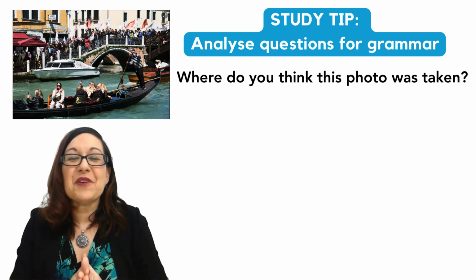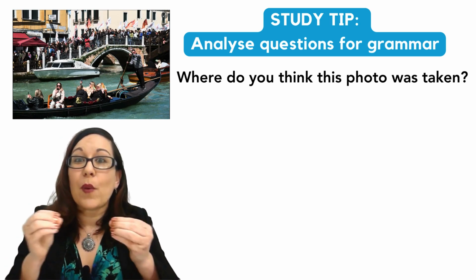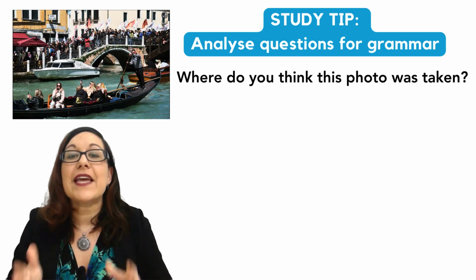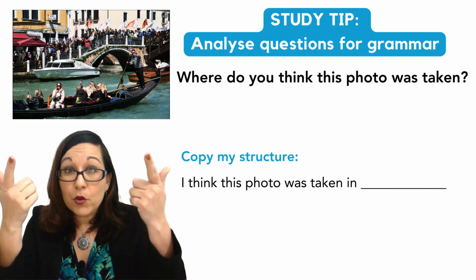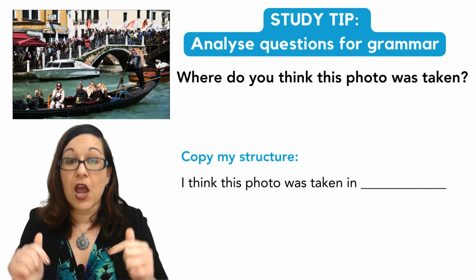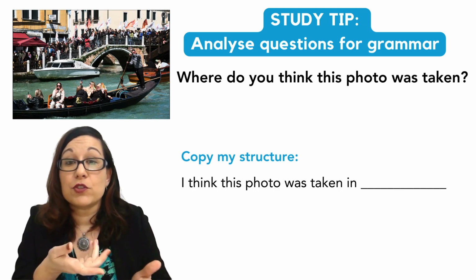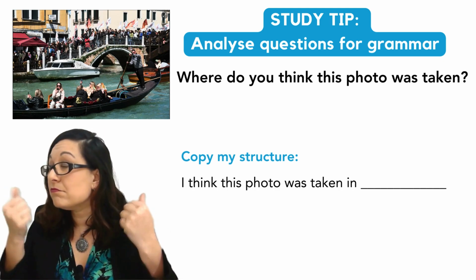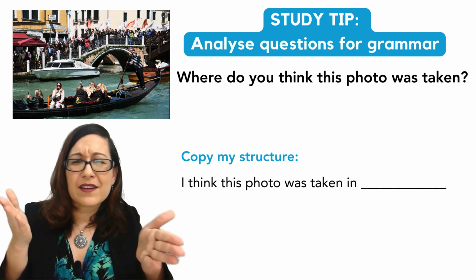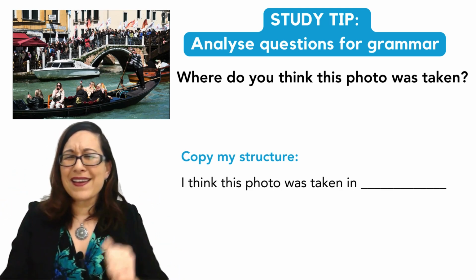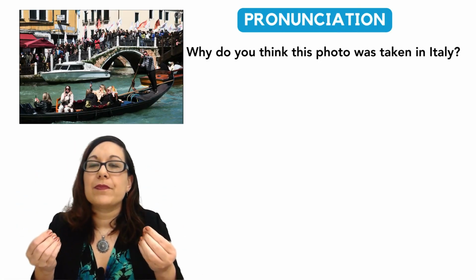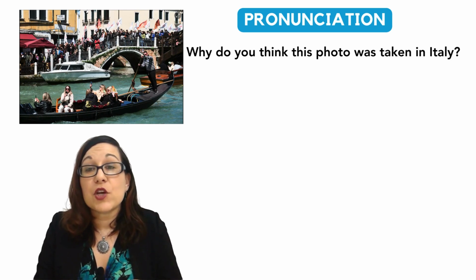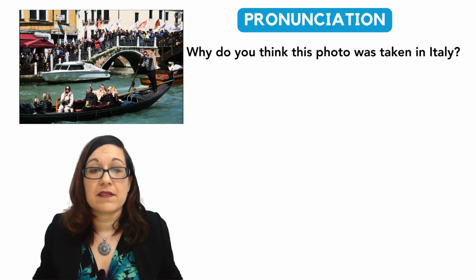Now, if you watch my video on how to use questions to improve your grammar, then you'll know it's a really good idea to copy that structure from the question into your answer. I think this photo was taken in, where do you think? Italy, Venice, of course. Now I say, of course, but why? Why do you think that this photo was taken in Italy or Venice?